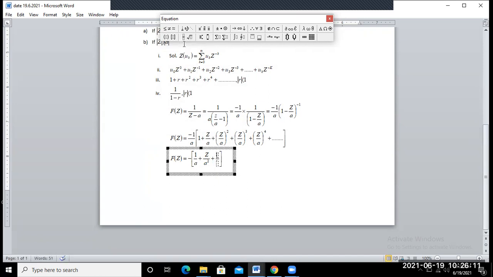Plus z cube divided by a to the power 4, and similarly go in this fashion.